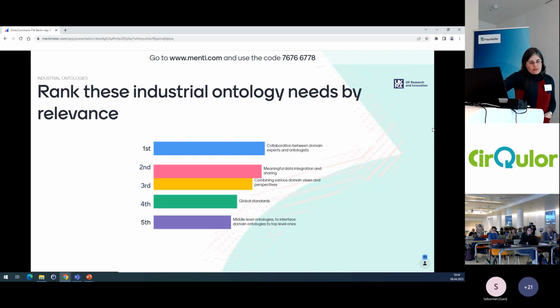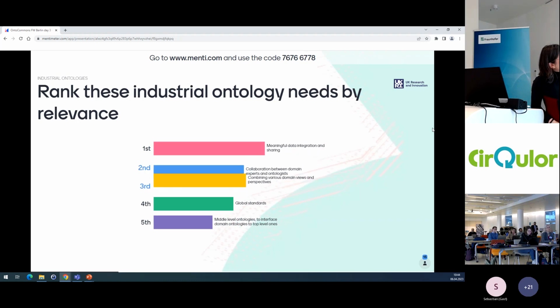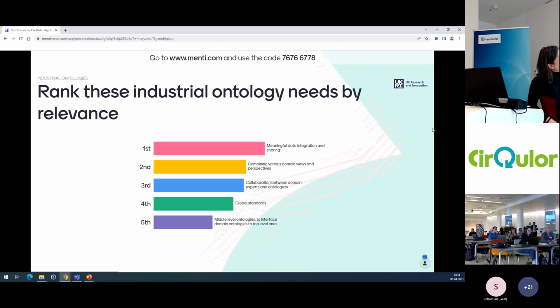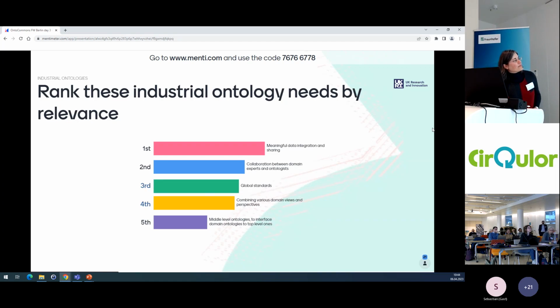So let's see. I guess the ranking will depend a lot also on your experience. So I see meaningful data integration and collaboration between experts and ontologists are considered the most important needs. Not so much the development of middle level ontologies. Thank you. It's in the interest of time.